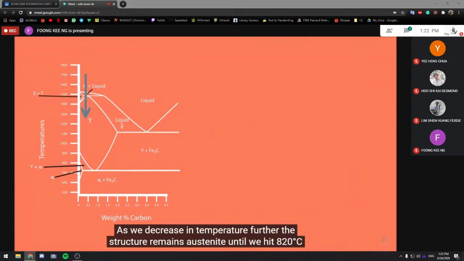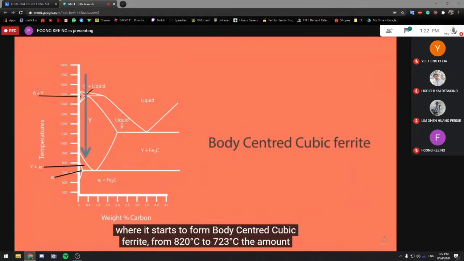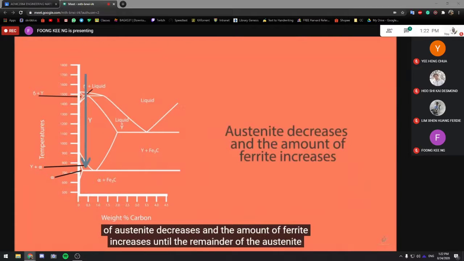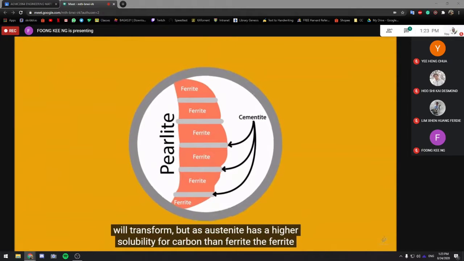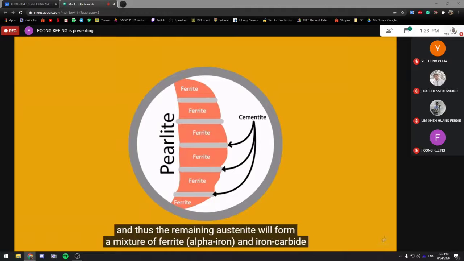As we decrease in temperature further, the structure remains austenite until we hit 820 degrees Celsius, where it starts to form body-centered cubic ferrite. From 820 to 723 degrees Celsius, the amount of austenite decreases and the amount of ferrite increases until the remainder of the austenite will transform. But as austenite has a higher solubility for carbon than ferrite, the ferrite that forms will not be able to accommodate all the carbon that was contained in the austenite, and thus, the remaining austenite will form a mixture of ferrite, alpha iron, and iron carbide, cementite. This structure is known as pearlite.